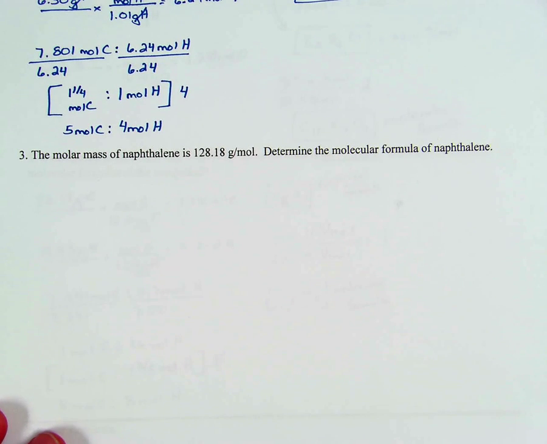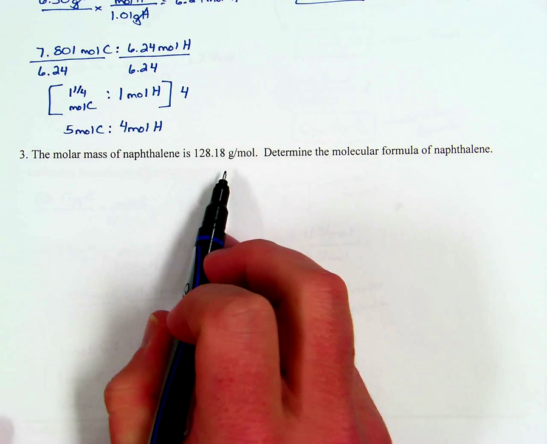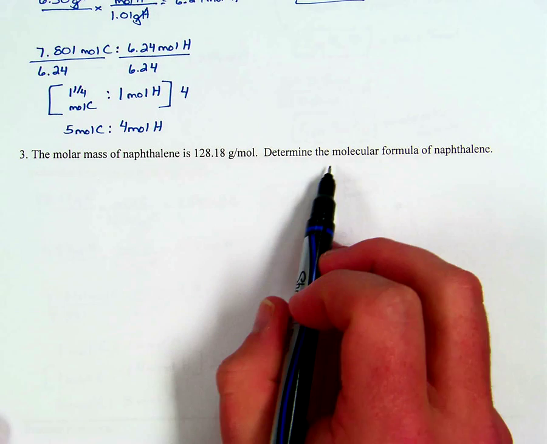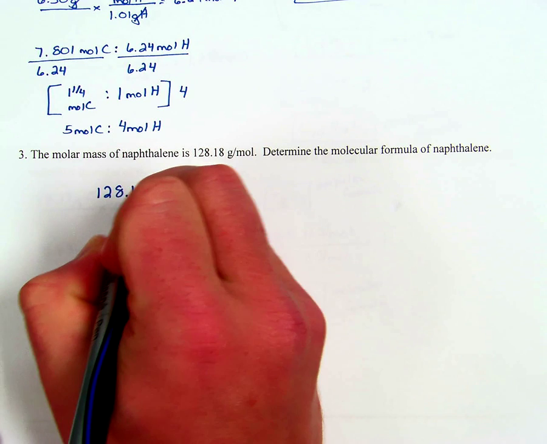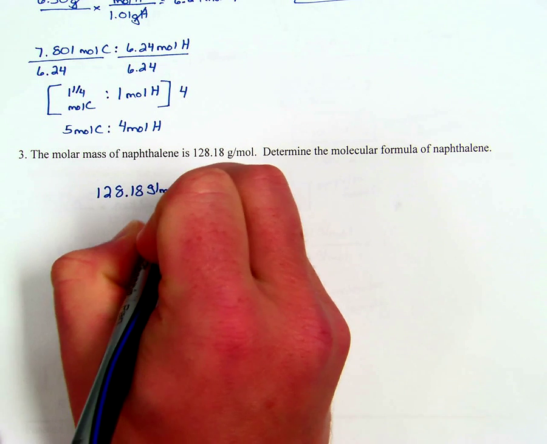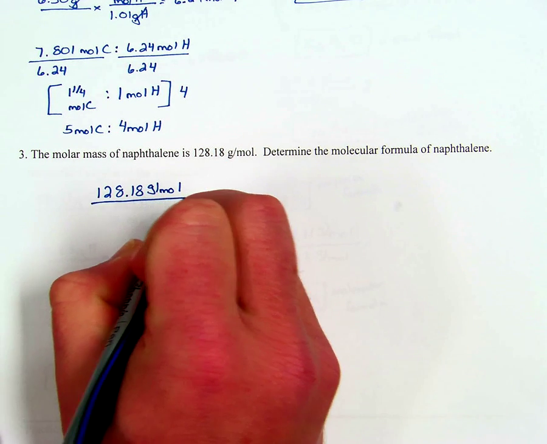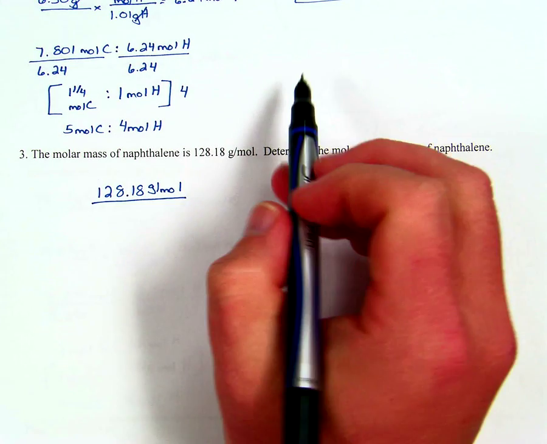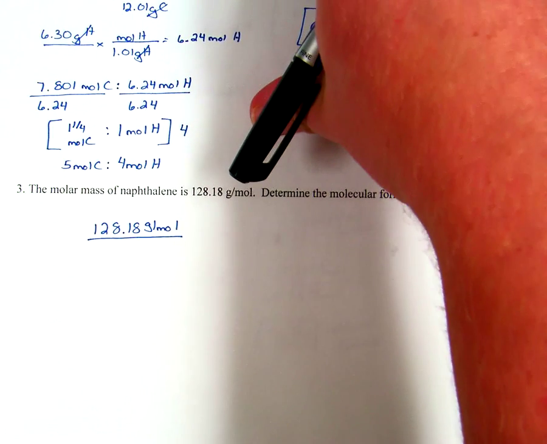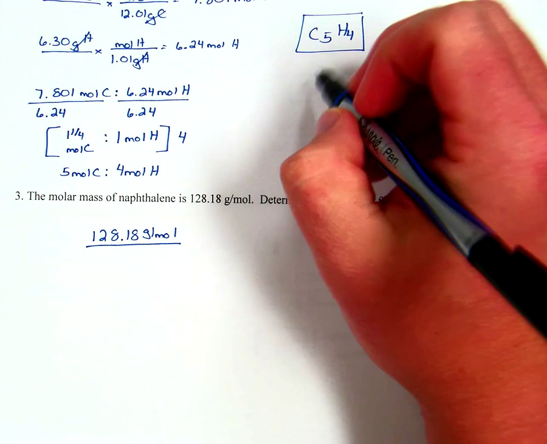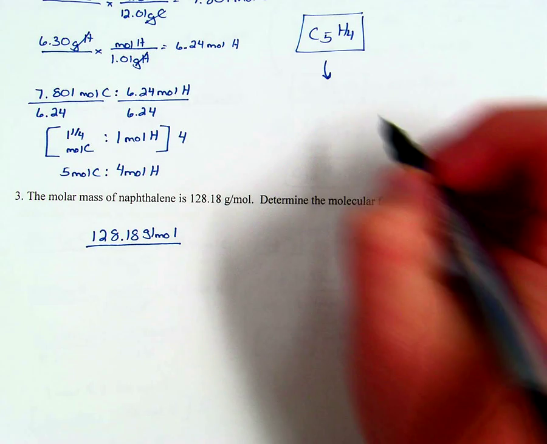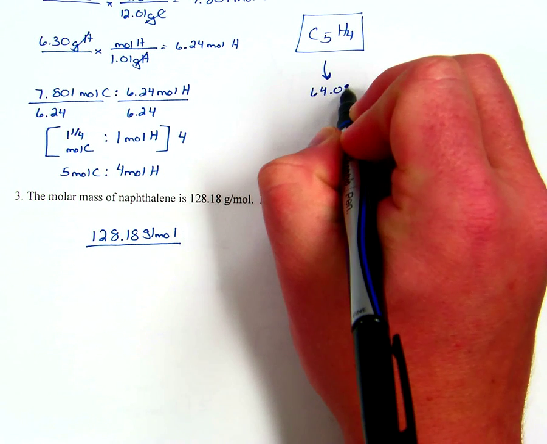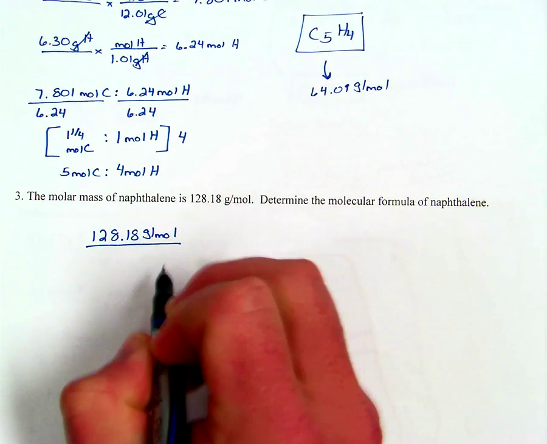So remember, we're just going to take the molar mass, and that would always have to be given to you. That's not something that you could calculate if you don't already know its molecular formula. And we're going to divide by the empirical mass. So if I just calculate the mass of the empirical formula, 5 times 12.01 plus 4 times 1.01, that's 64.09 grams per mole. I will divide by that so I can get a ratio. And that's going to be exactly 2.